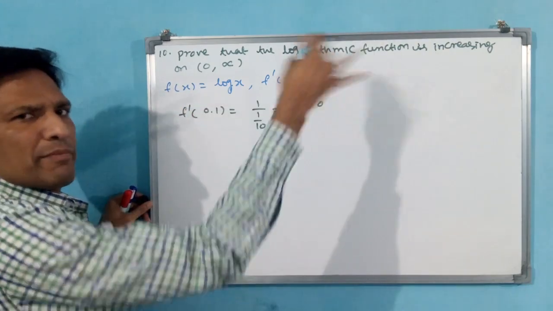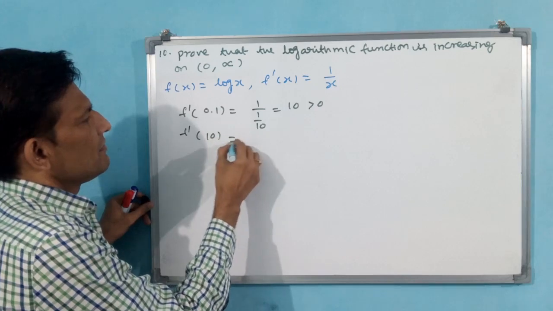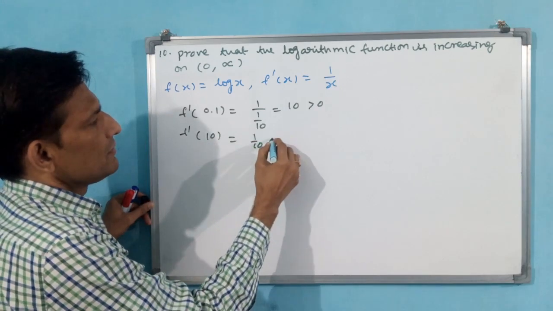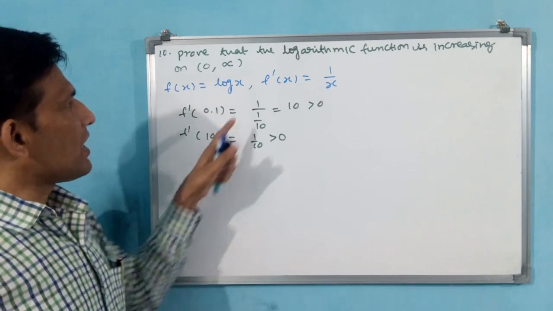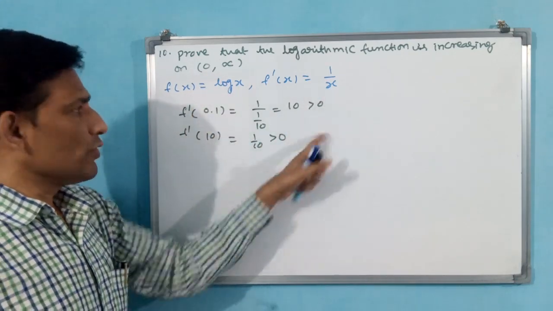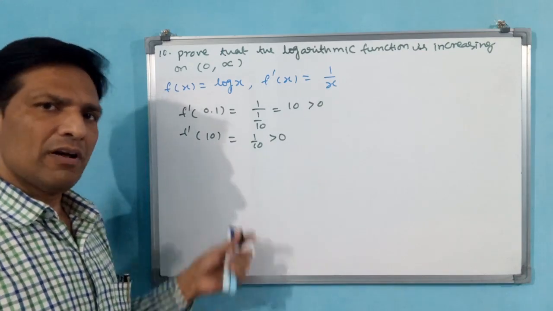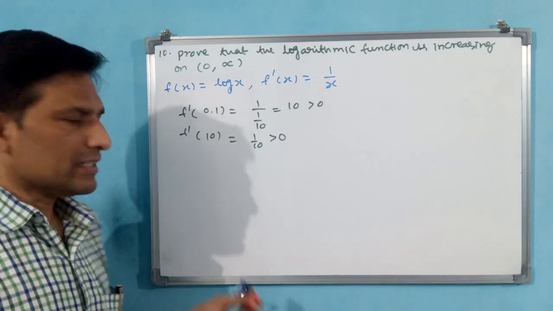Whatever the number you give, f dash 10 is 1 by 10, which is greater than 0. Now tell me, whatever the number, if it is greater than 0 and you give x, is it going to come positive or negative? Positive only, all positive. Then f dash x positive means the function is increasing. Write down.